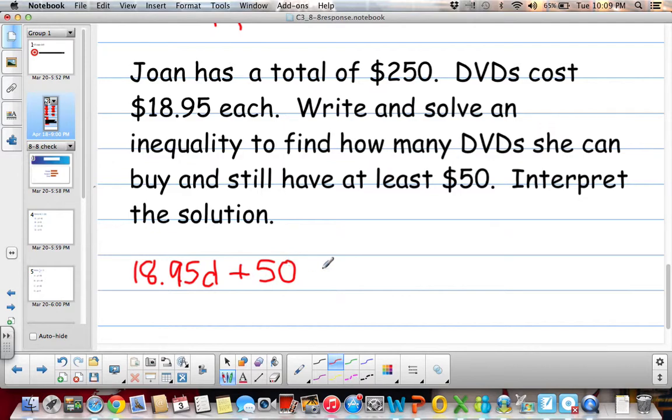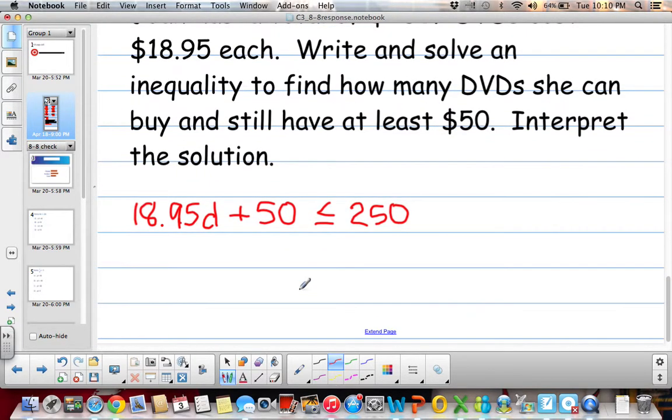So that plus 50, and then we have up to $250. So she wants to have at least $50 left. So that much or more, and it cannot go over $250. So if she has just 50 left, that would be fine, or more. So it would be less than or equal to $250. If this is less than $250, that means she would have even more money left over.